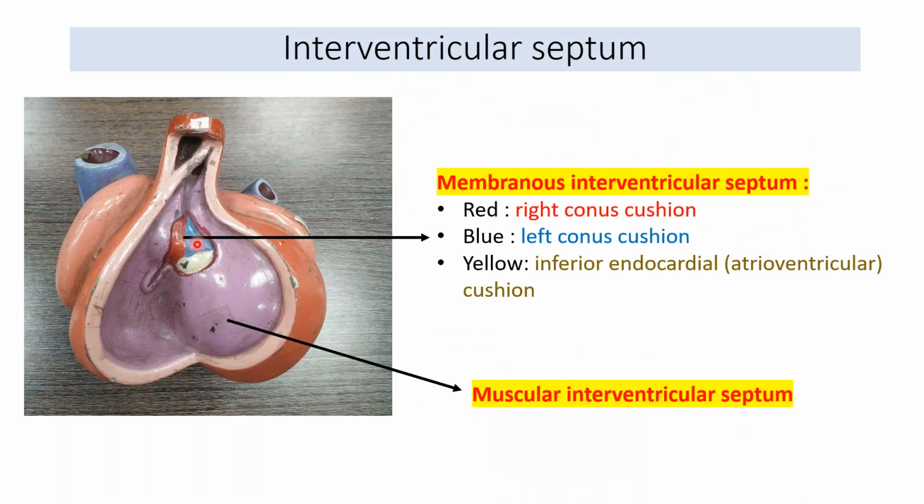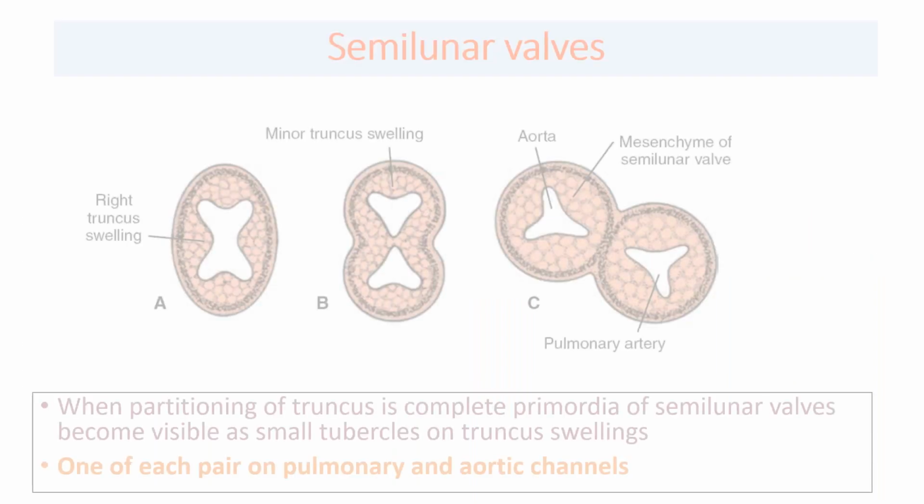Right conus cushion, the left conus cushion, and the inferior endocardial AV cushion outgrowth forming the membranous interventricular septum, and below this is the muscular interventricular septum.